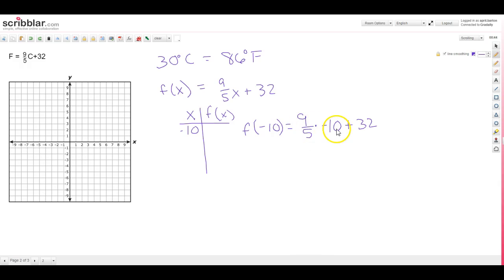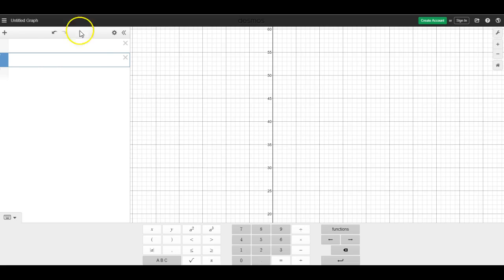Well, I don't know what 9/5 times negative 10 is, so let's plug it into a calculator. We're going to use the Desmos online calculator quite often. It will graph things, but it'll also just calculate things for you. So you can type in a fraction, or you can use these buttons down here. I could have typed in 9 divided by 5, because the fraction bar is really just division. Then we have to click to the right. We don't want to remain on the bottom of the fraction, so we just click to the right and hit times negative 10.